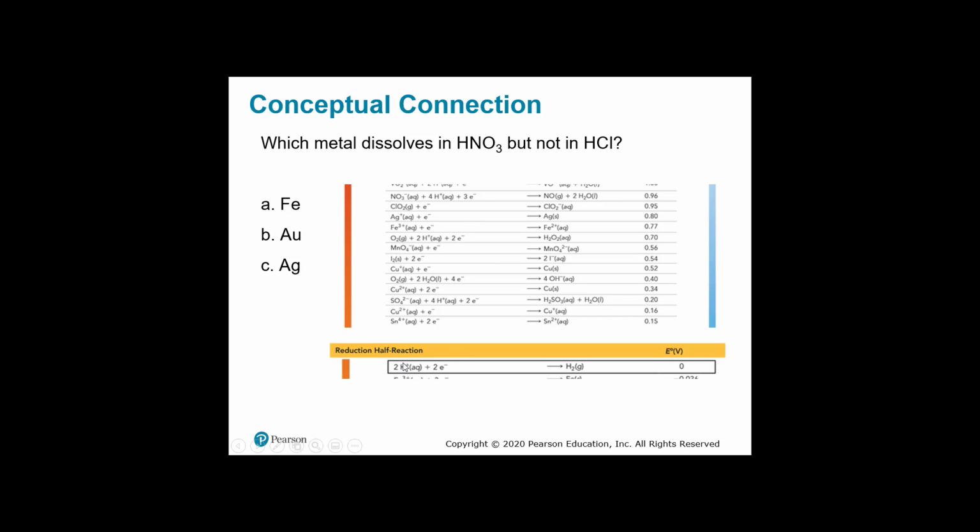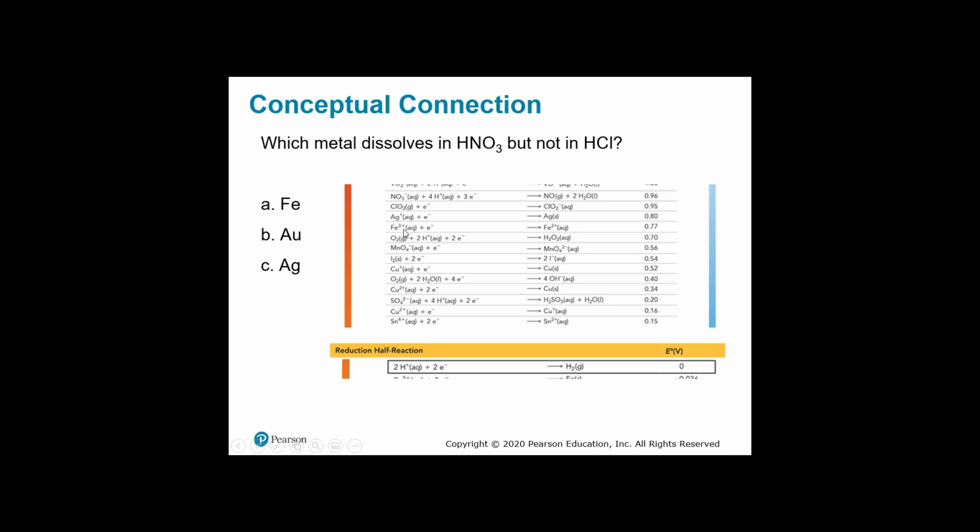Which metal dissolves in nitric acid but not HCl? So remember, this is HCl. Even though it's listed as hydrogen gas, it's still that one. So anything above it, it's not going to be able to interact with. But here, the 0.96 is the nitric acid. Anything below it, it can oxidize.